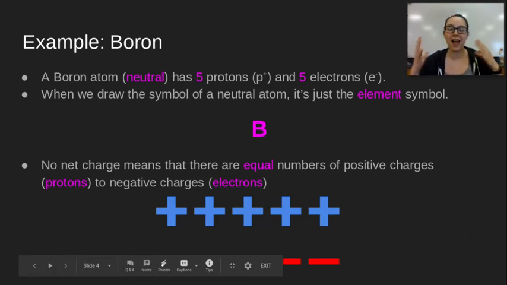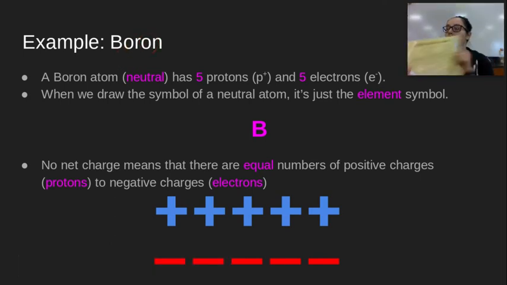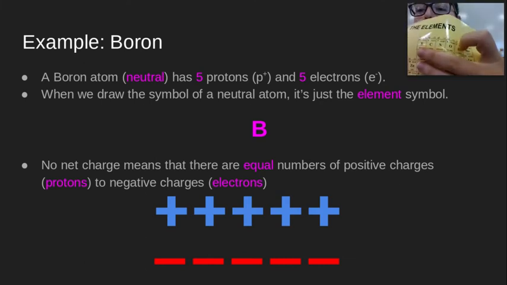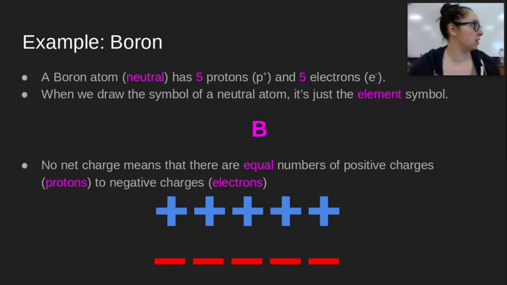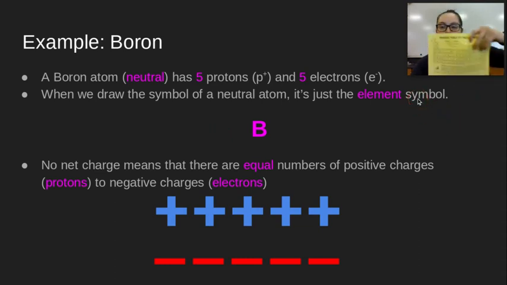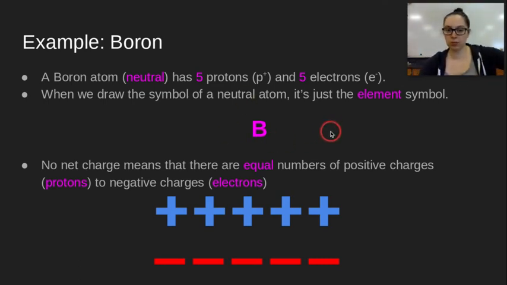So our example that we're going to be working with as we move through this is boron. So a boron atom, when we say atom, we mean neutral. If you look on your periodic table, boron has an atomic number of 5, which means if it's neutral, it has 5 protons and 5 electrons. So when we draw the symbol of a neutral atom, it's just the element symbol. I looked on my periodic table and found boron, and its element symbol is a B. So that's our atomic symbol right now.